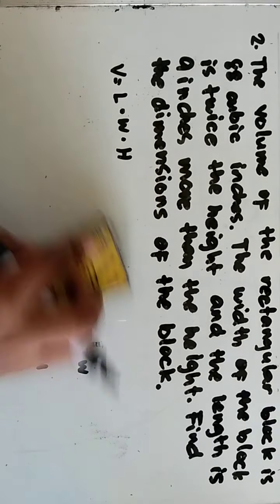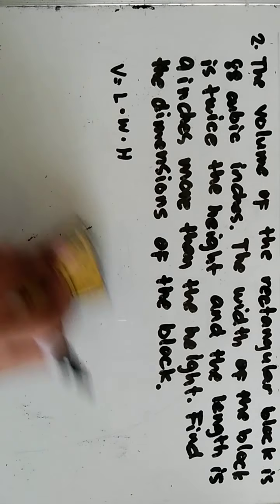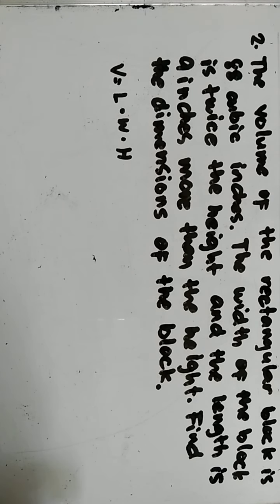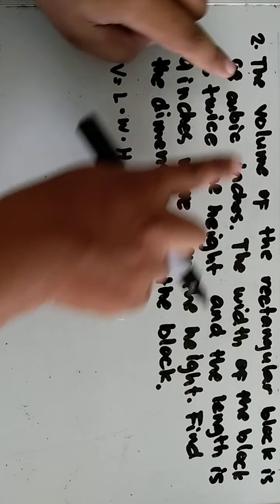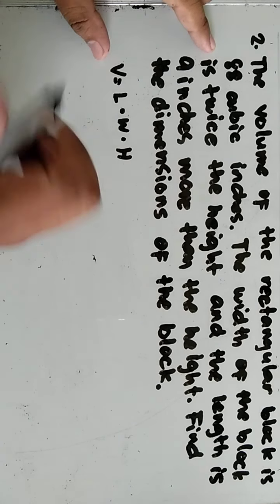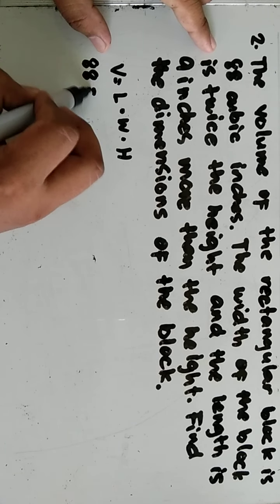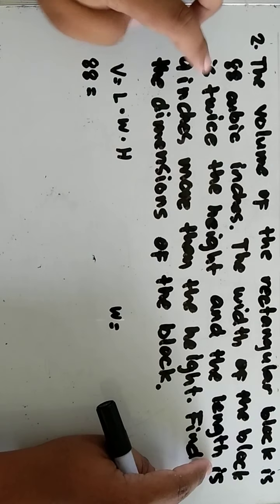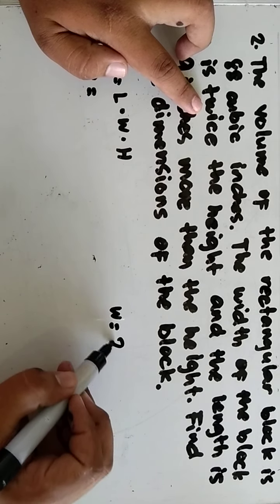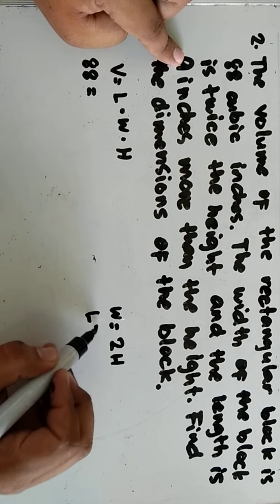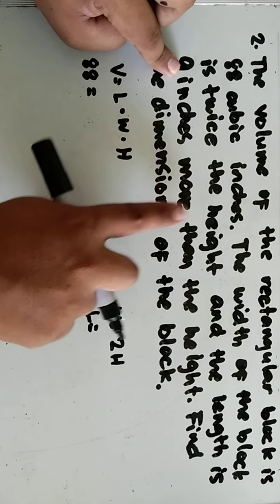Okay. So, having that in mind, i-deduce natin yung mga informations na binigay sa atin dito sa problem. So, the volume daw, so ibig sabihin, the volume of the rectangular block is 88 cubic inches. So, ibig sabihin yung volume natin dito magiging 88. The width of the block, yung width daw, is twice the height. Dalawang beses daw siya ng height. The length, yung length daw, ay 9 inches more than the height.